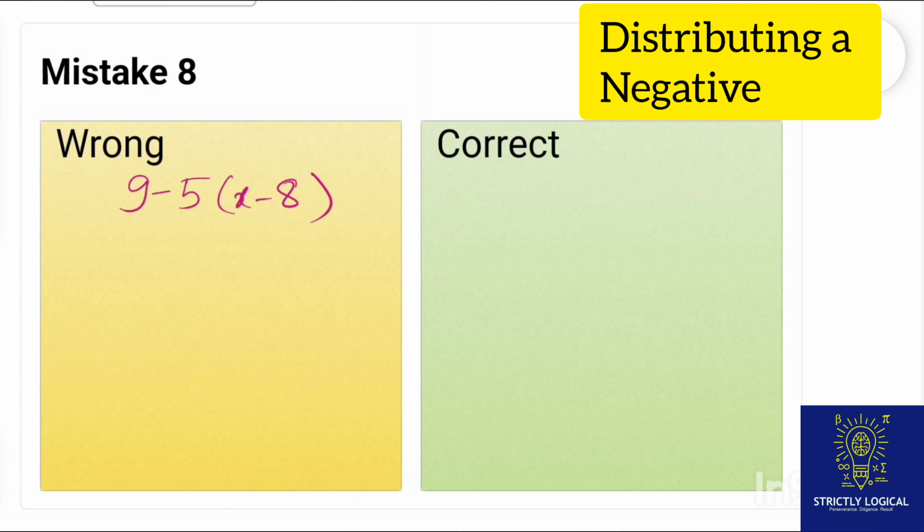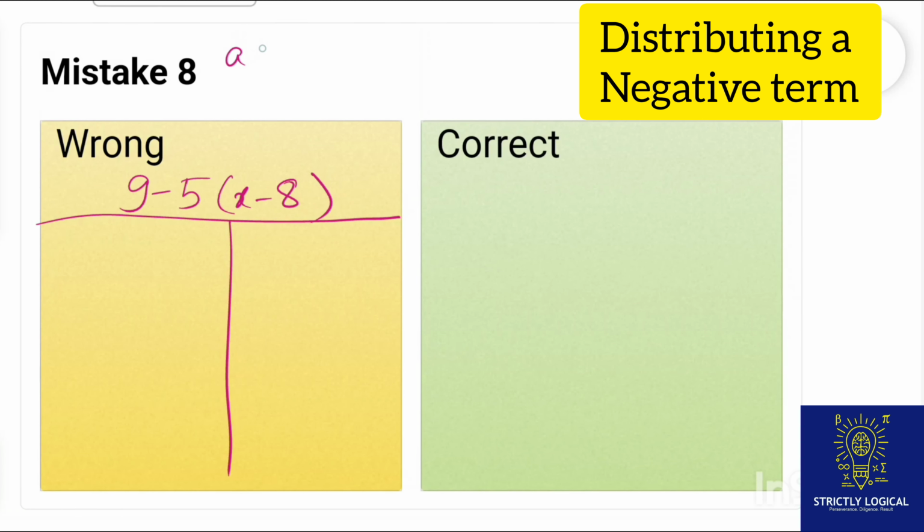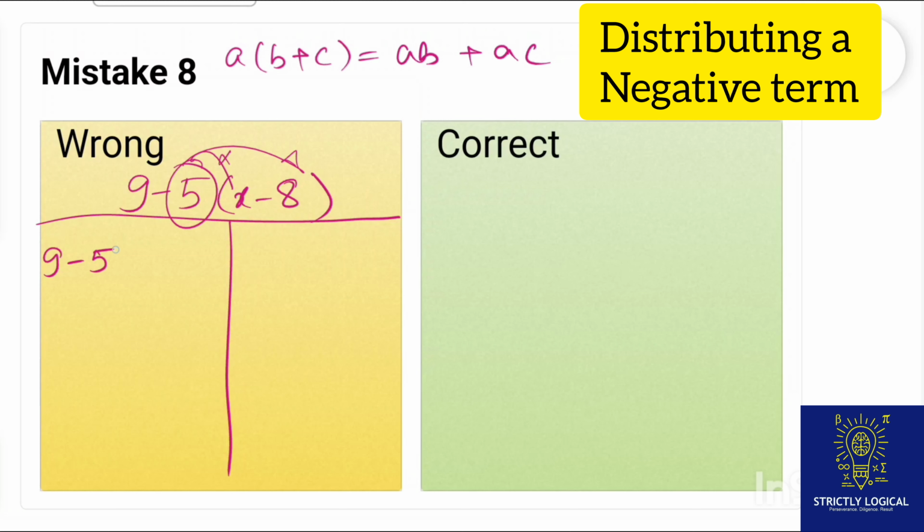We have to just simplify this expression: 9 minus 5 into x minus 8. In these types of questions, I have found two types of common mistakes that students make. Student number 1 does 9 minus 5 into x minus 8, so using the distributive property, a into b plus c is equal to a into b plus a into c. According to this, 5 will get multiplied to x and minus 8 both. So 9 minus 5x minus 40. This will give us the answer minus 5x minus 31, which is totally wrong.